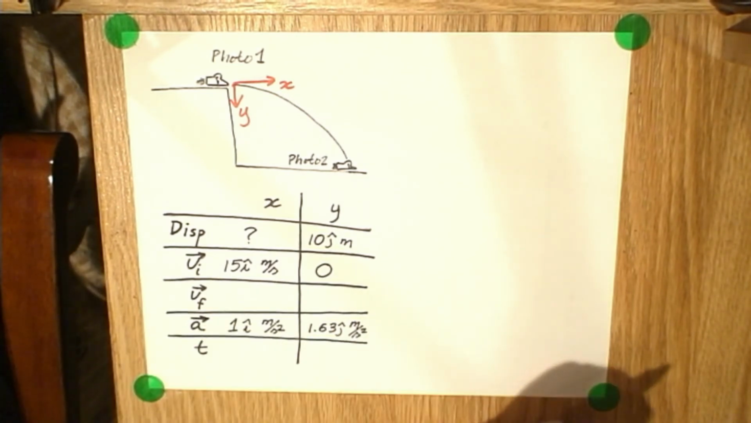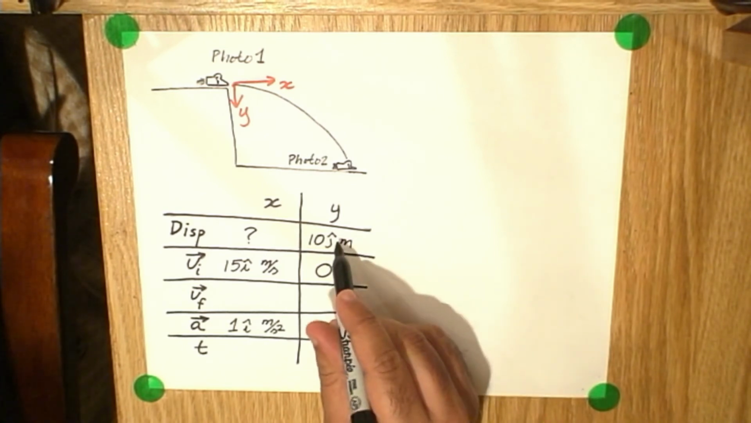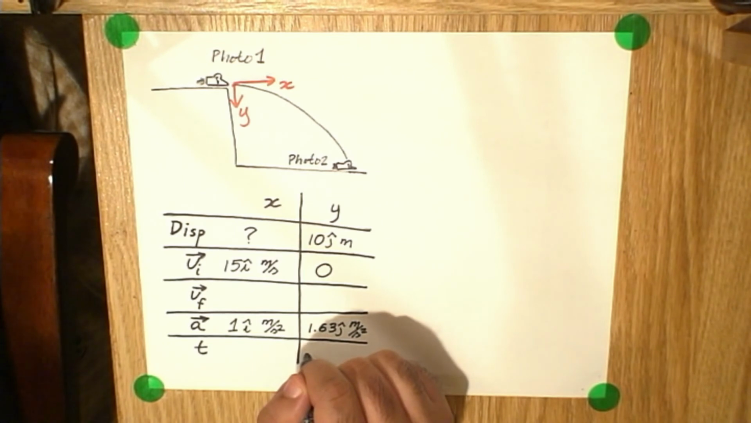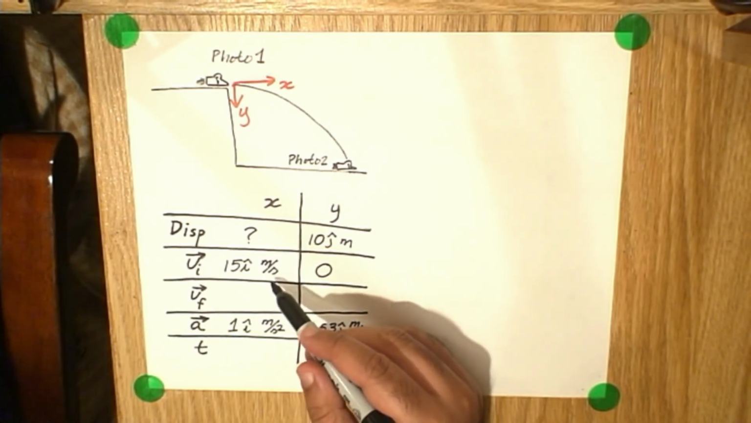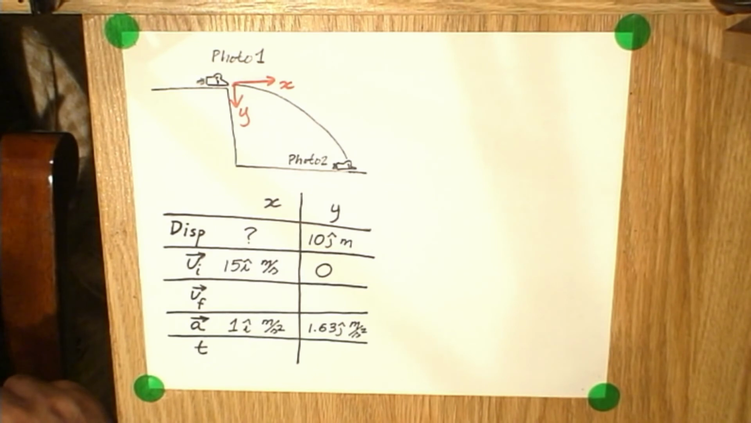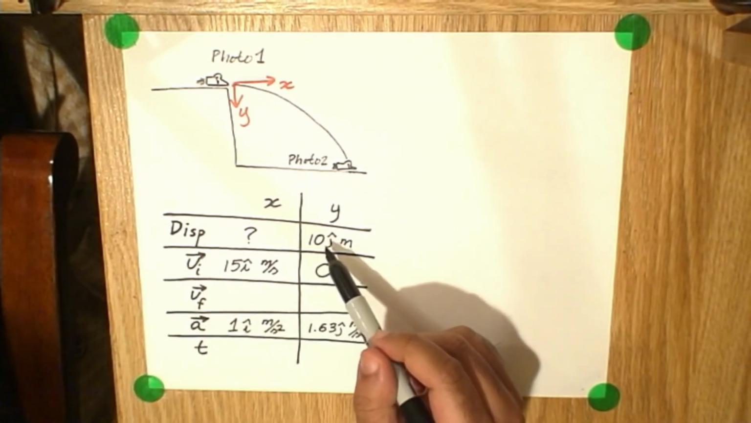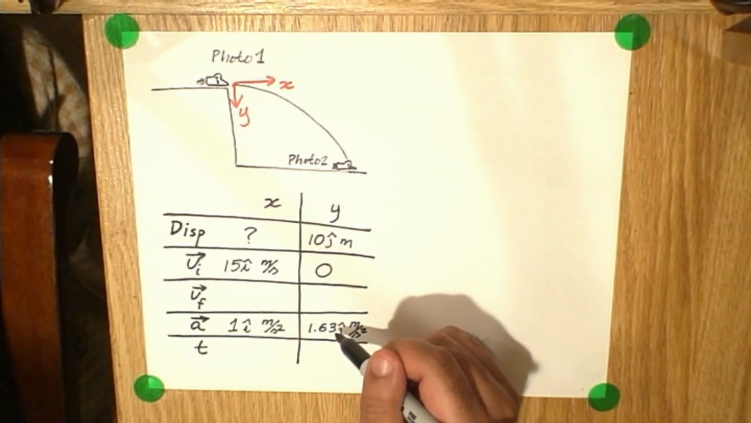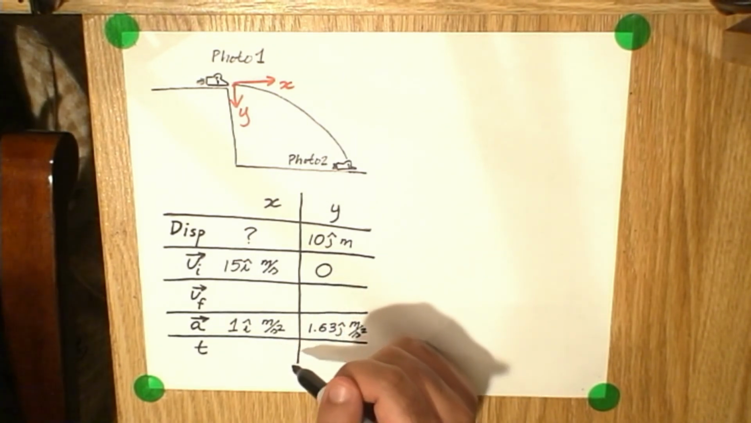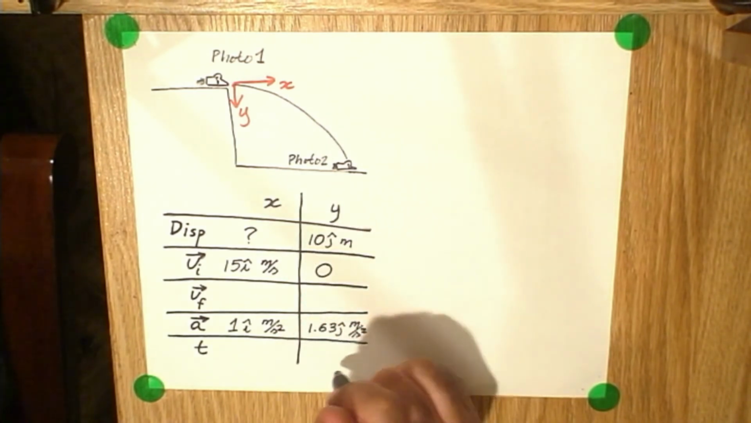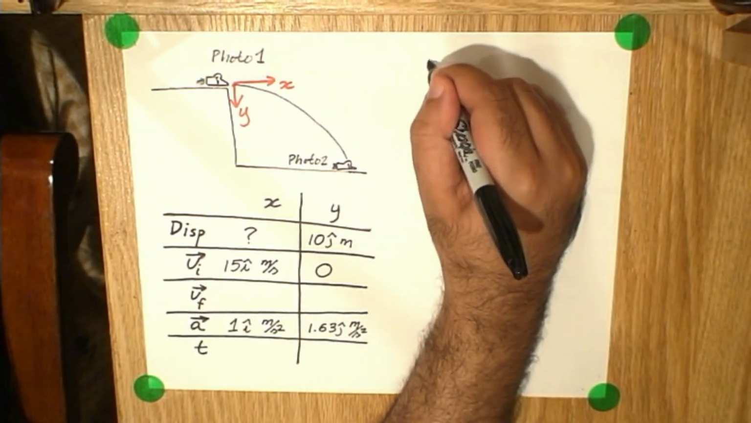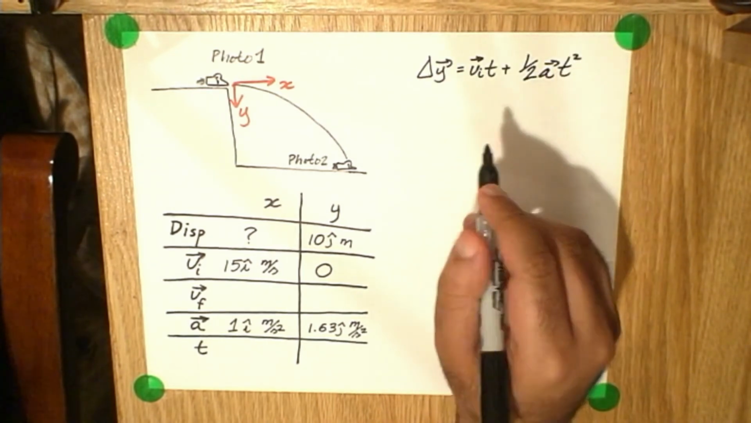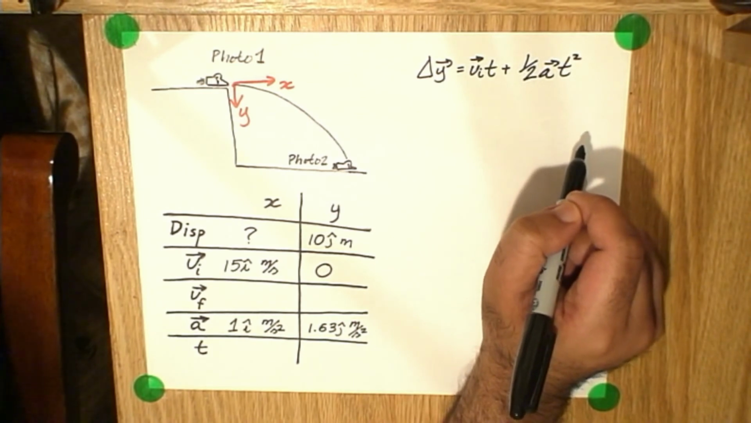So this is now a familiar question. We have 3 pieces of information in y. We'll solve for the time, and that will give us 3 pieces of information in x, which we can use to solve for the displacement. We know displacement, initial velocity, and acceleration in y, and we're looking for the time. There's only one equation that weaves all of these together, and that is toolbox equation 2. So let's plug in everything that we know.